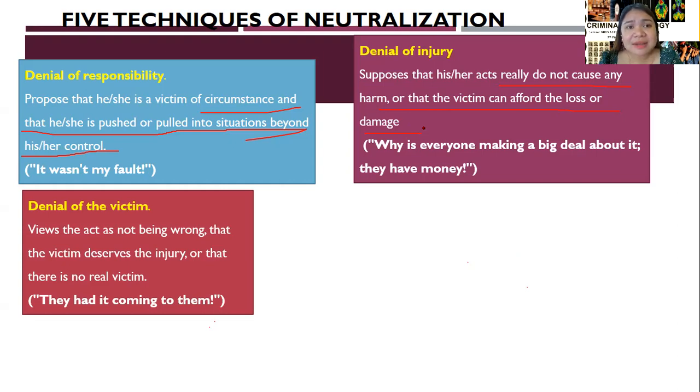So, that is an example of denial of injury. You deny nga may nakos ka nga loss sa ina nga person. Okay? That is denial of injury. Okay? Denial of an injury. It's like asking the question, why is everyone making a big deal about it? Manggaranon man na sila, they have money. Denial of the injury.